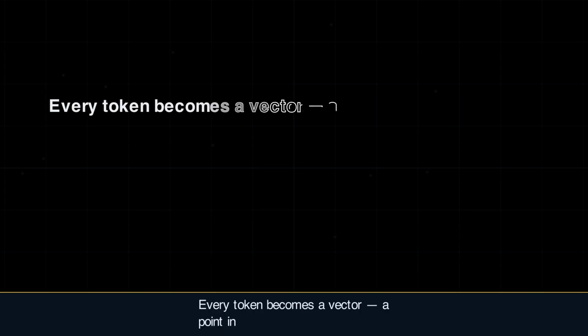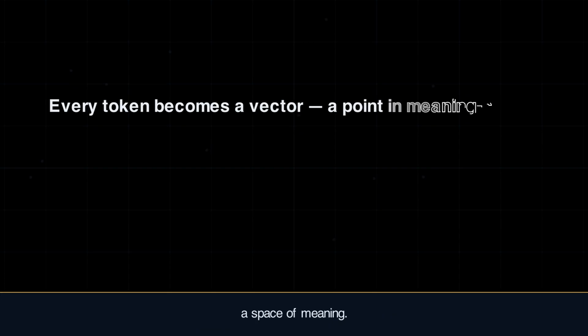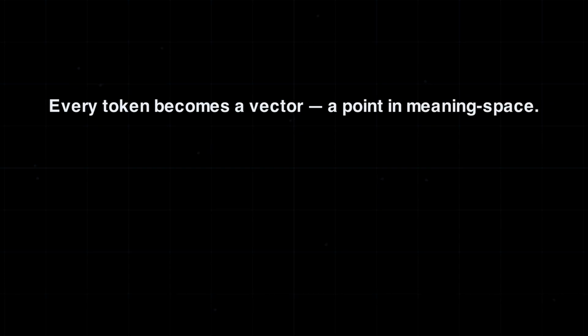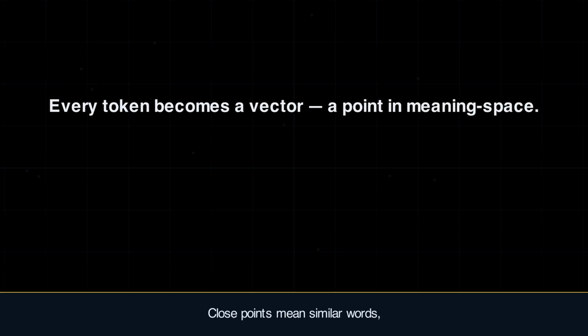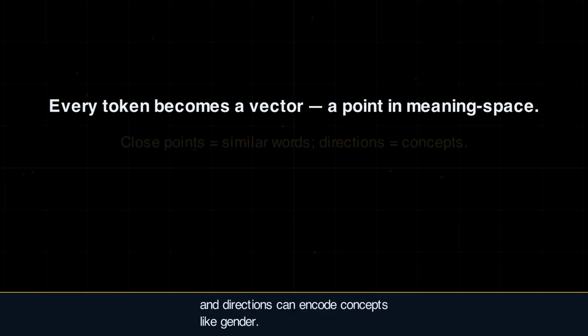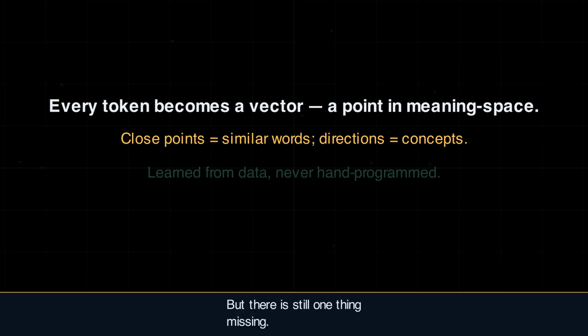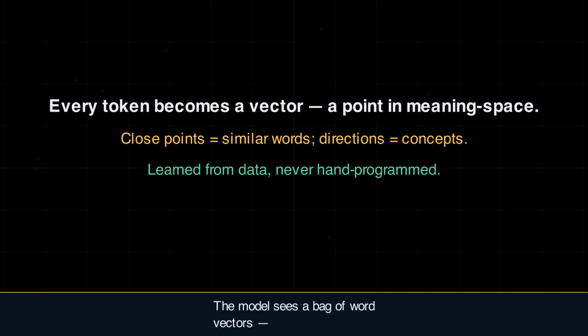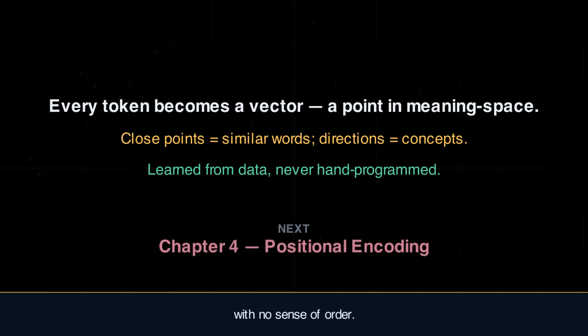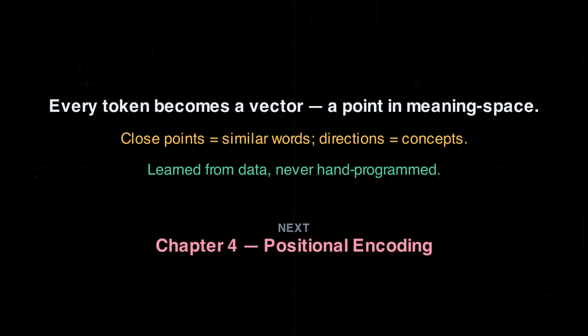So, embeddings. Every token becomes a vector, a point in a space of meaning. Close points mean similar words, and directions can encode concepts like gender. All of it learned, not programmed. But there is still one thing missing. The model sees a bag of word vectors with no sense of order. Next, positional encoding.